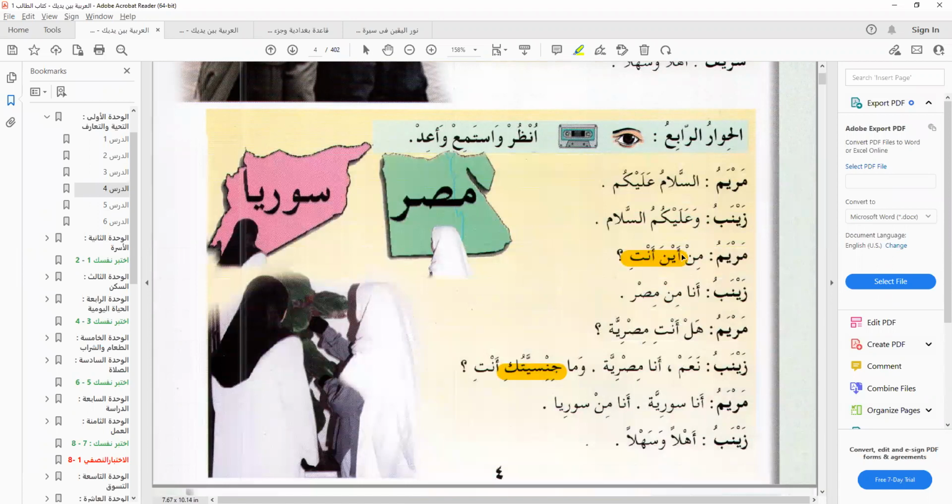So this is min aina anti for a lady, min aina anti. Wama jinsiyatuki instead of jinsiyatuka. So for a lady, we use ki, wama jinsiyatuki instead of wama jinsiyatuka.